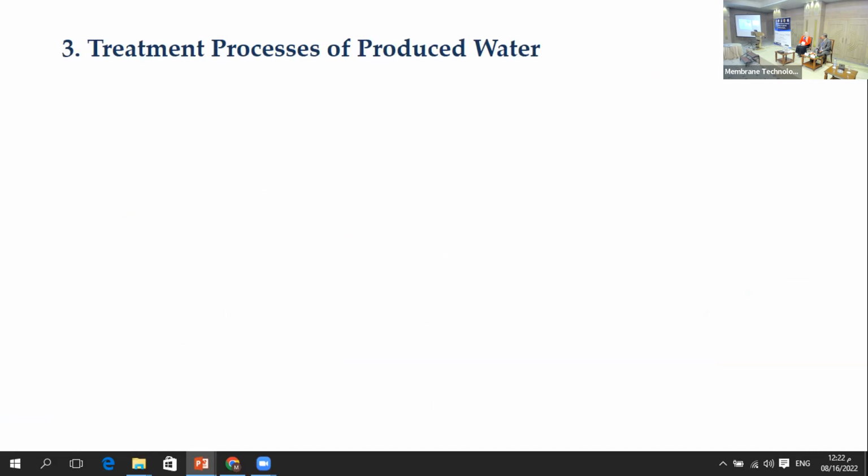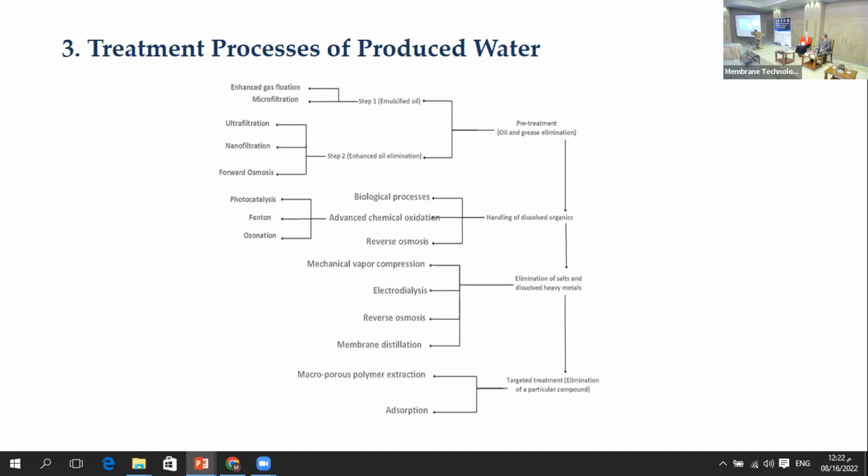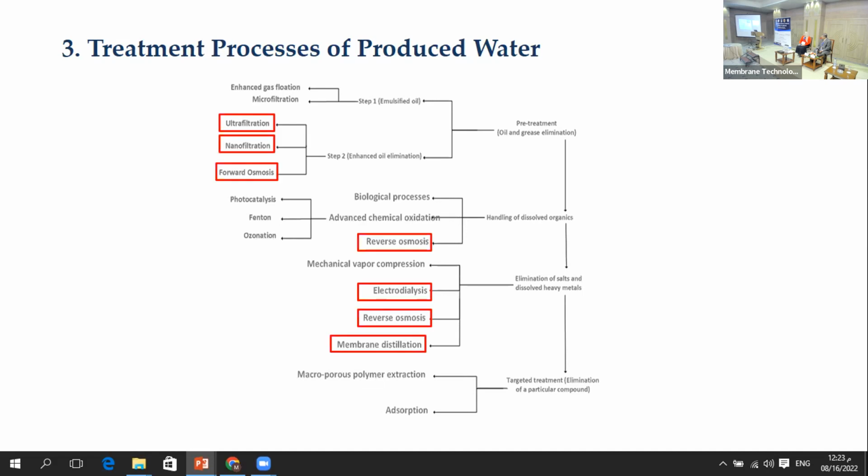Treatment of produced water is not a single treatment process; rather, it is a treatment framework. As you can see, it starts with a pre-treatment step to eliminate oil and grease, then removes dissolved organics and dissolved inorganic salts, and then maybe selective removal of radioactive or highly toxic materials. As you can see, membrane processes have quite a large share in the treatment, either in the pre-treatment step or in the following treatment steps.